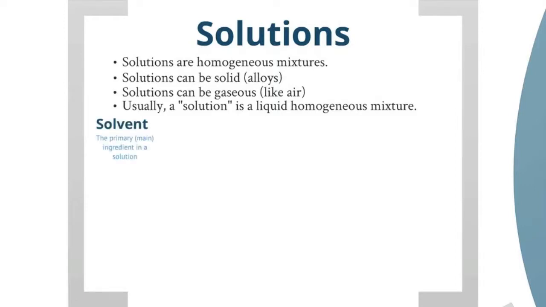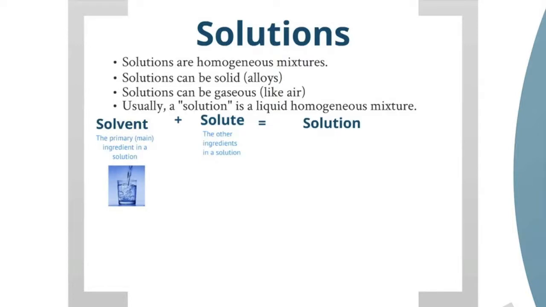Now, solutions are composed of a solvent, which is the main ingredient, the primary ingredient in a solution, and also the solute, the other ingredients in a solution. So you put a solvent plus the solute, you get a solution. So if we had water as the main ingredient, and water is the main ingredient in many solutions, water is the solvent. And then if we put salt in that water, salt is an additional ingredient that we add in, so salt is the solute. And that gives us salt water, which is our solution.